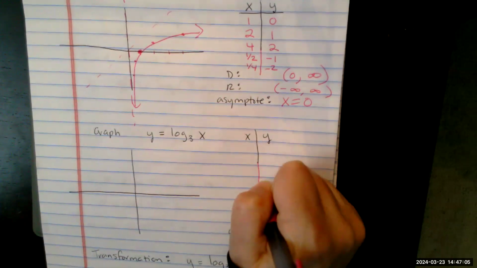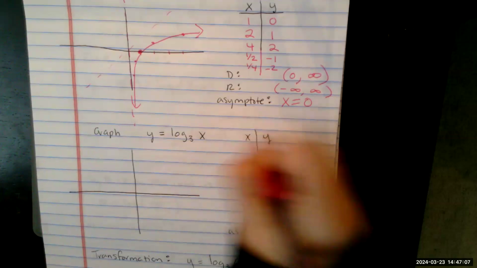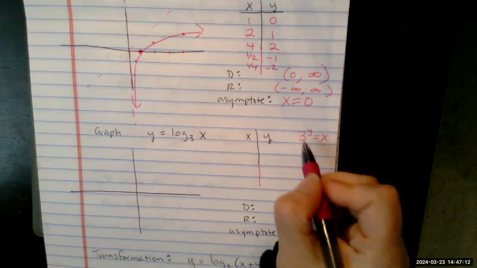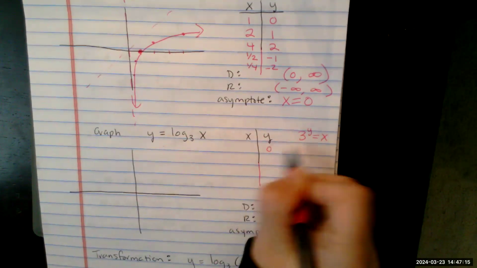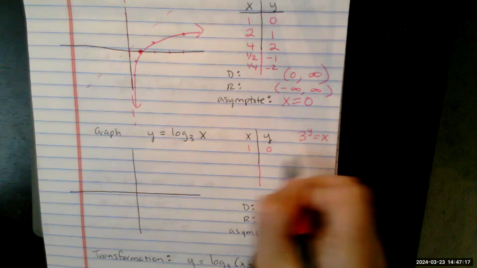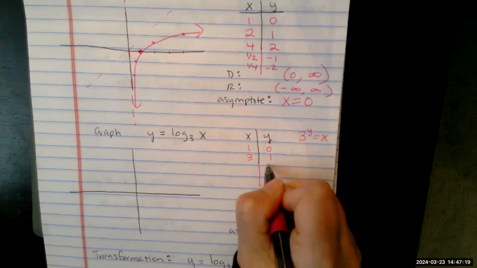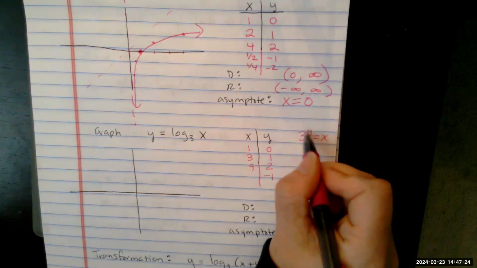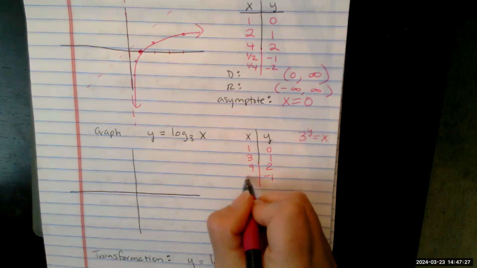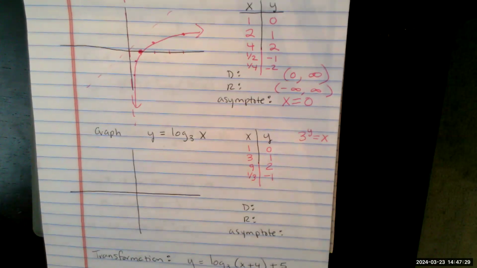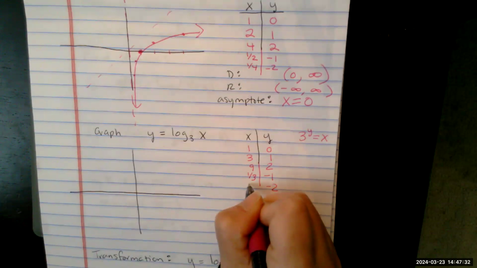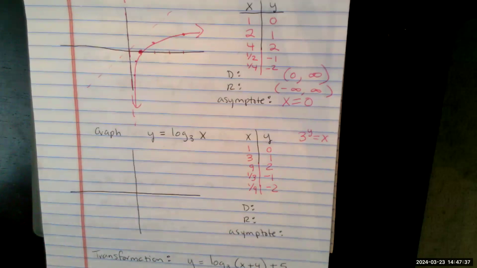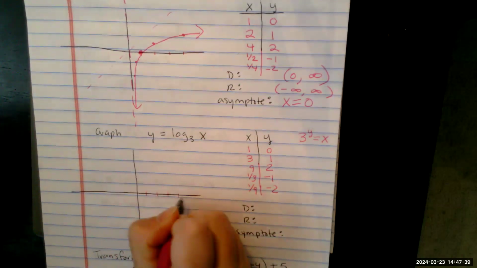So again, I'm going to start with my y values instead of my x. And I'm going to maybe even rewrite it to make it easier for me to think of instead of dealing with these logs. So if I plugged in 0 for my y, I'd get 1. If I plugged in 1, I'd get 3. If I plugged in 2, I'd get 9. Now let me do some negatives. If I plugged in -1 for the y, I'd get 3 to the -1, which is 1/3. And plugging in -2 gets me 1 over 9.